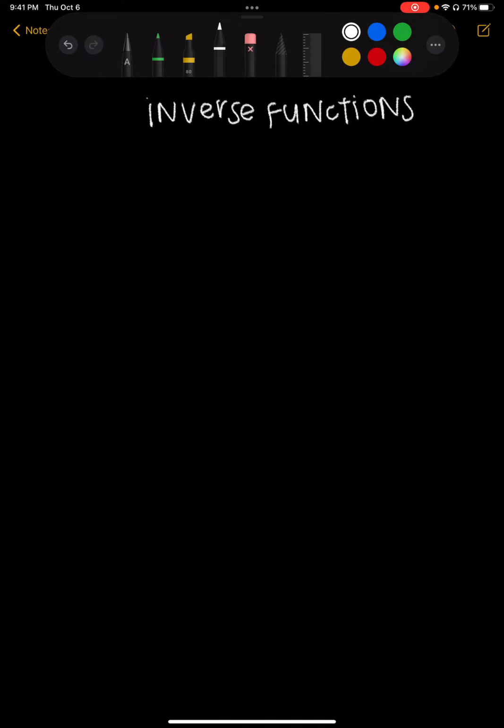Hey everyone, so now we're going to be talking about inverse functions. Inverse functions are basically like the inverse of a function, or the opposite of a function. When we graph them, they flip over or are reflected across a line. We use inverse functions every once in a while for real world things, but mostly we just want to make sure that you are able to do some really cool algebra.